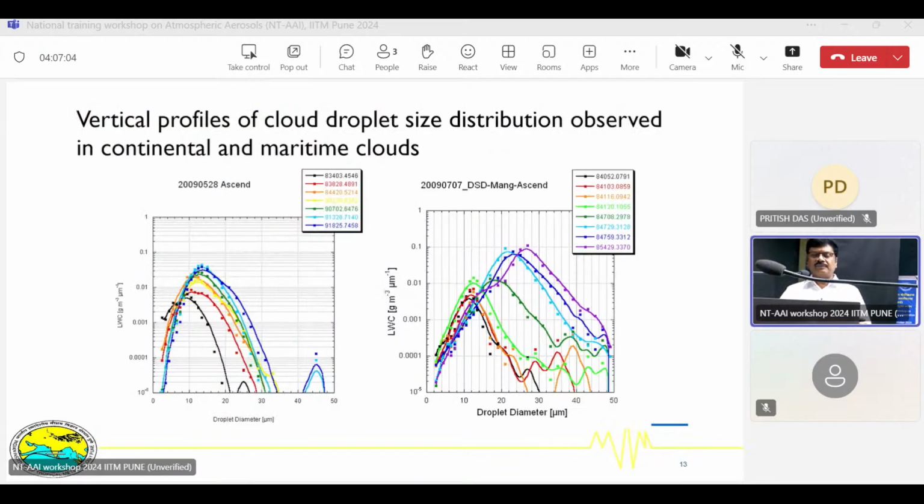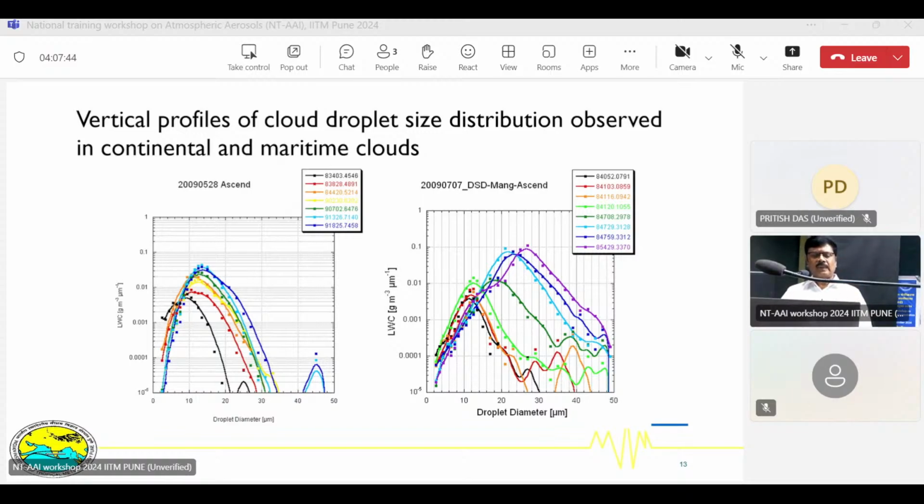Then here, what I want to show you are vertical profiles of cloud droplet size distribution observed in continental and maritime clouds. I think you are all familiar with size distribution now. Yesterday, Manish gave a brief outlook of how we observe the aerosol size distribution. Size distribution is how many particles there are in a given size bin. In the same way in the cloud, how many droplets there are in a certain size bin.